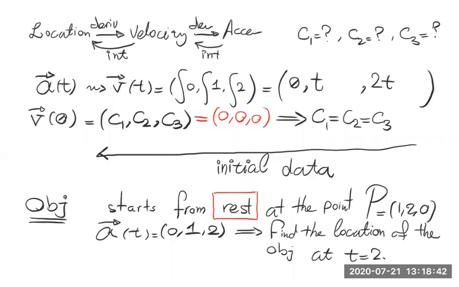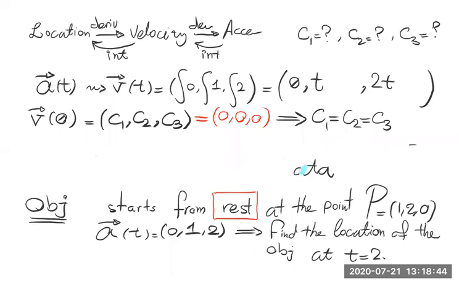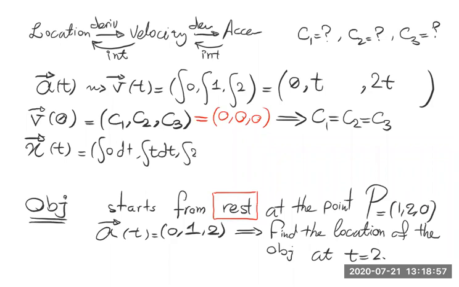0t and 2t. Now, I want to find the position of this thing. I should take the integral another time. So again, I would have the integral of 0, the integral of t, and the integral of 2t. What is the integral of 0? Again, another constant, right? Let's call it C4. What is the integral of t? t squared over 2 plus another constant. What is the integral of 2t? t squared plus another constant.